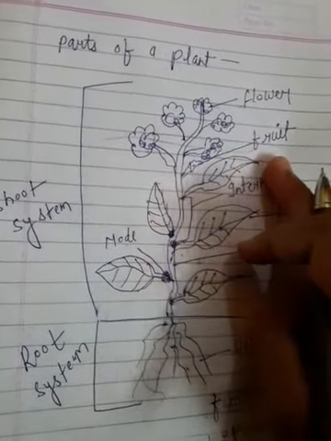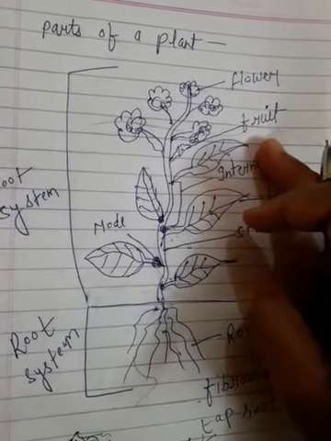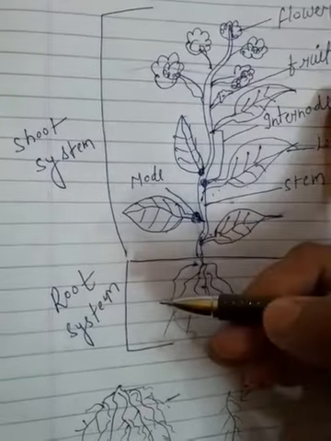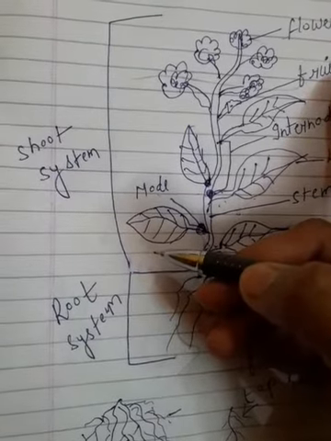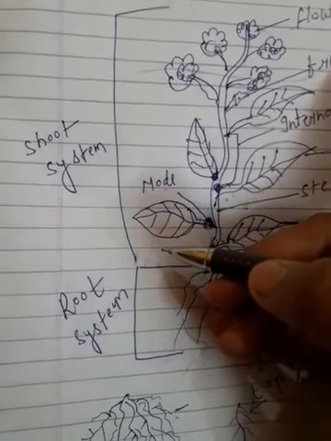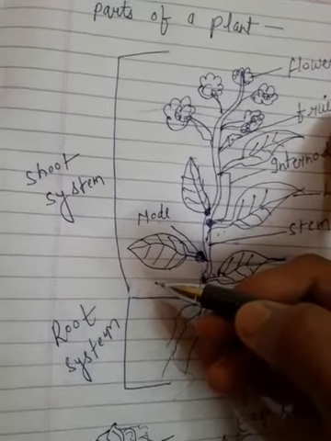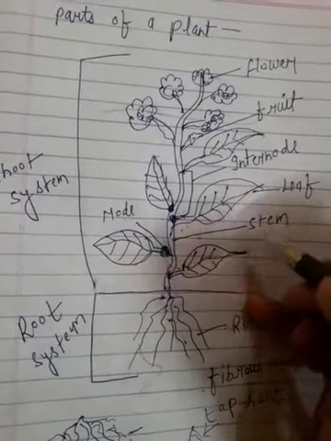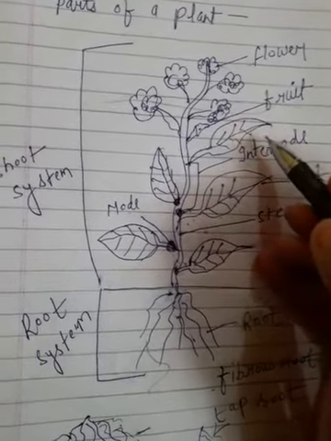What have we learned so far? A flowering plant can be divided into two parts: an underground part called the root system, and an above ground part called the shoot system. The root system consists of roots, while the shoot system consists of stem, branches, nodes, internodes, fruits, flowers, etc.